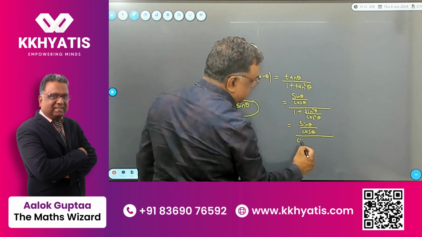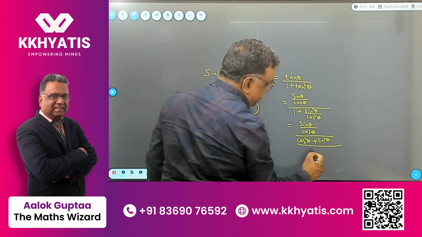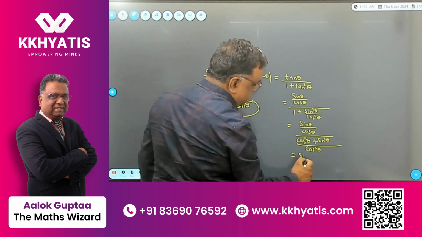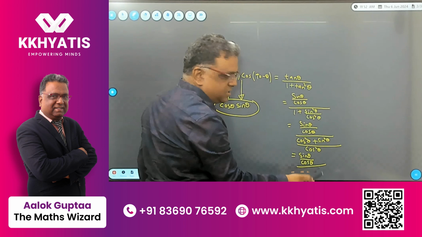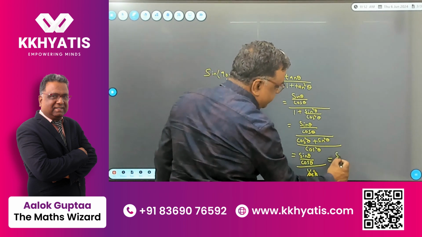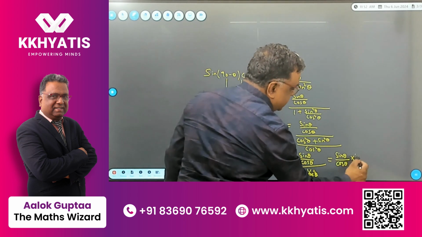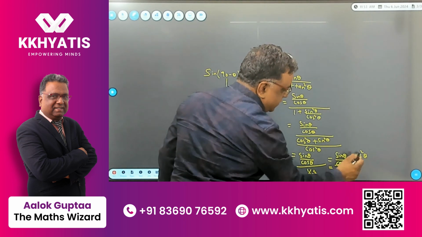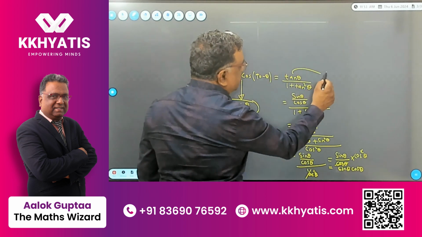If I take LCM here, this will become cos square theta plus sine square theta upon cos square theta. So this will become sine theta upon cos theta. Cos square theta plus sine square theta is 1 upon cos square theta. So this I can write as sine theta upon cos theta into cos square theta will go in the numerator. So sine theta, 1 cos theta here and 1 cos theta here will get cancelled to sine theta cos theta. So this expression also turns out to be sine theta cos theta.